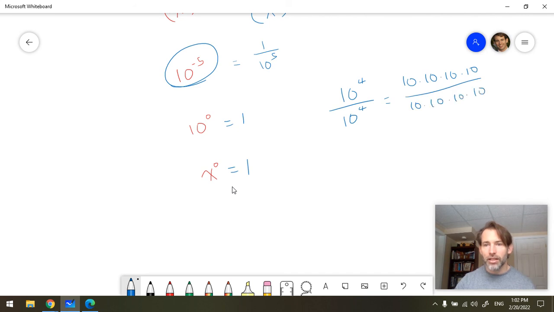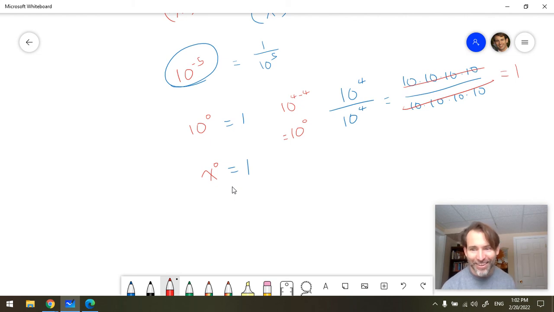Anyone see that if I cut a pizza into 10,000 slices and then I eat 10,000 slices, that I've eaten one whole pizza? Just tiny, tiny sliver slices. The whole bottom cancels, the whole top cancels, and when I cancel, I get 1. I could have also written this as 10 to the 4 minus 4. 4 minus 4, you'll recall, if I have 4 apples and Billy takes all of my apples, I have no apples left. 0.